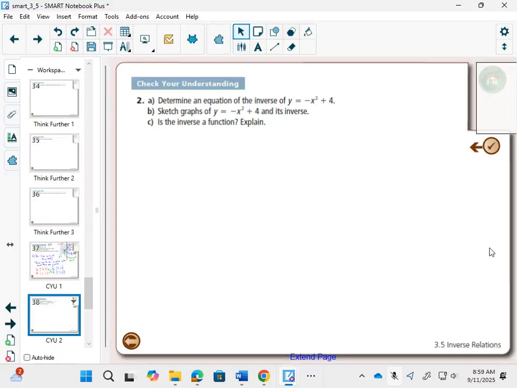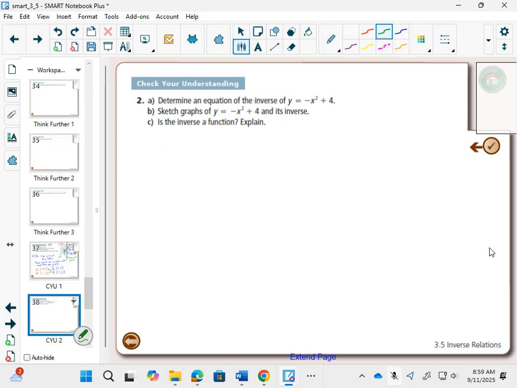So at the top of page 238, in that box, you see that the domain and range of a function and its inverse switch. We already talked about that in that last example. And example 2 here says, determine an equation of the inverse.